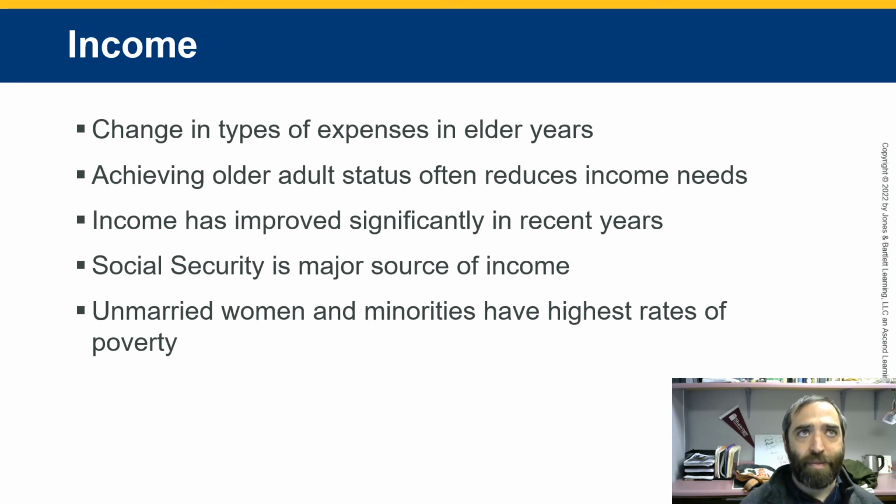Unmarried women may not have the funds that were set aside if they were unmarried or they separated, or even if they were widowed. You only have a certain amount of money, and if the man is dying earlier, then the woman has to have those funds stretch longer for her than maybe her husband did. Minorities also tend to make less money, and so they're going to have less money set aside for retirement.